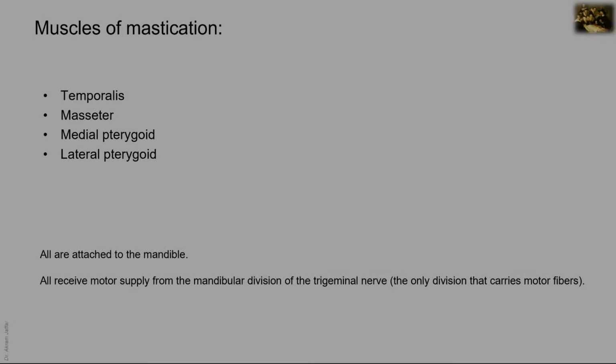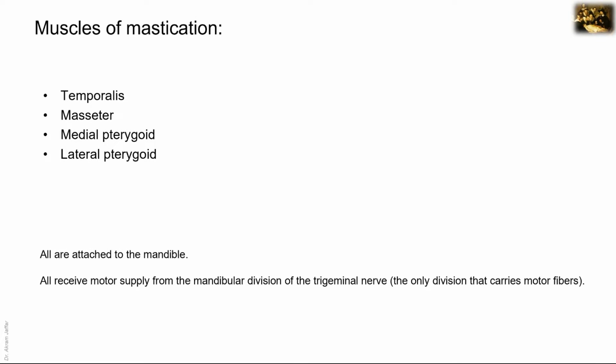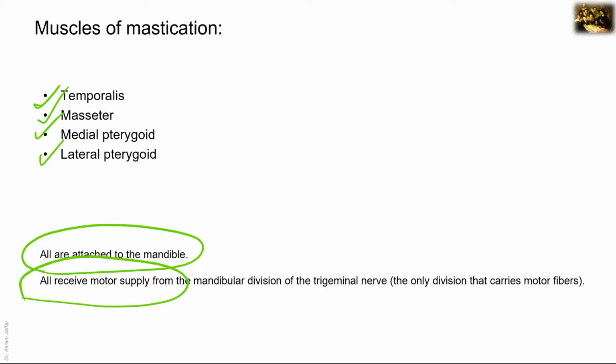Also, today we are going to deal with the muscles of mastication, and these are four muscles: the temporalis, the masseter, the medial pterygoid, and the lateral pterygoid. They are all attached to the mandible, and so they move the mandible, and they are all supplied by the mandibular division of the trigeminal nerve, which is the only division of the trigeminal nerve that has motor fibers.